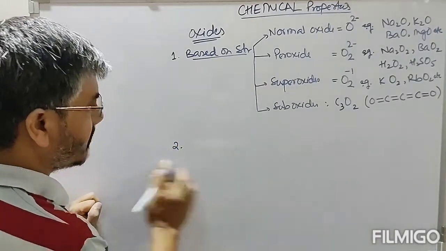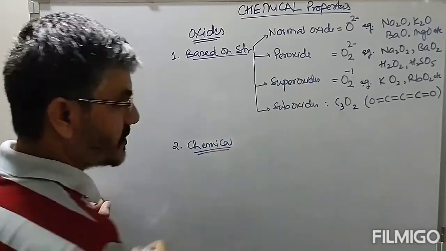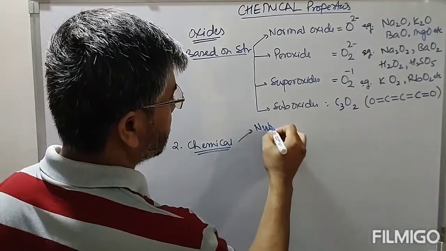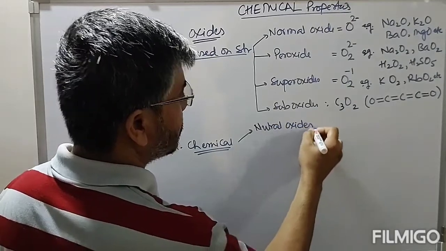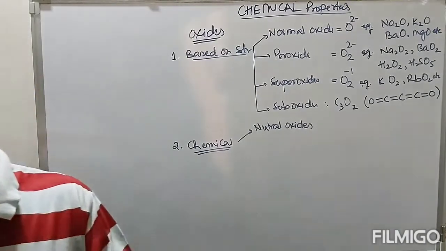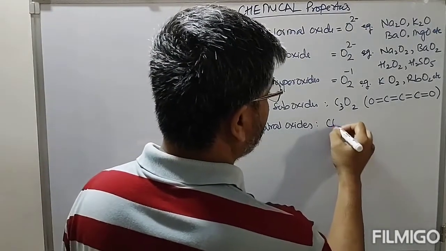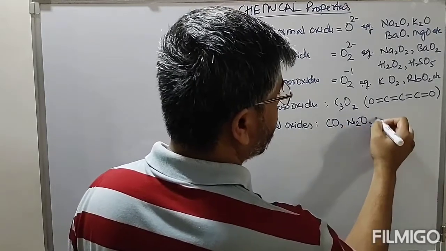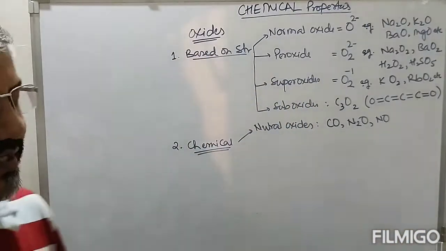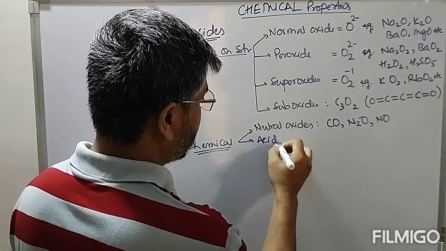Based on chemical nature, these are classified as neutral oxides. So neutral oxides means the oxide does not show acidic as well as basic behavior, or we say this oxide does not react with acid as well as base. So we have these examples: carbon monoxide, nitrous oxide, nitrogen monoxide. These are neutral oxides. They do not react with acid as well as base, or do not show acidic or basic property.